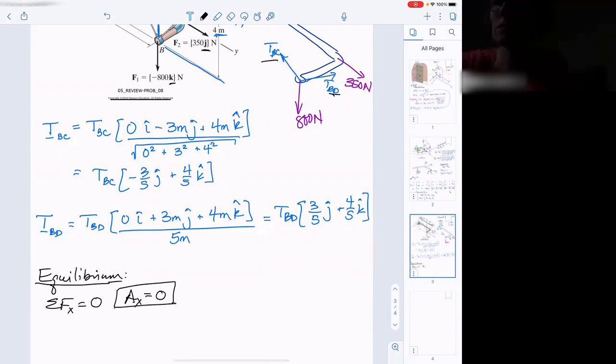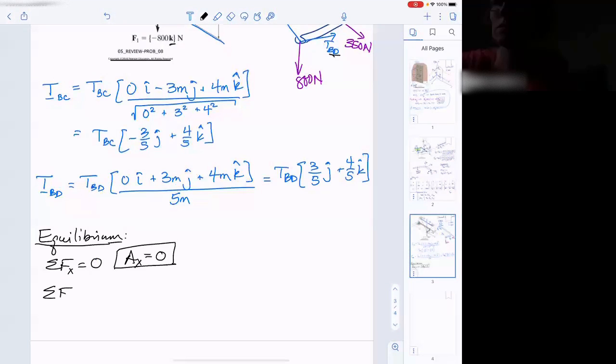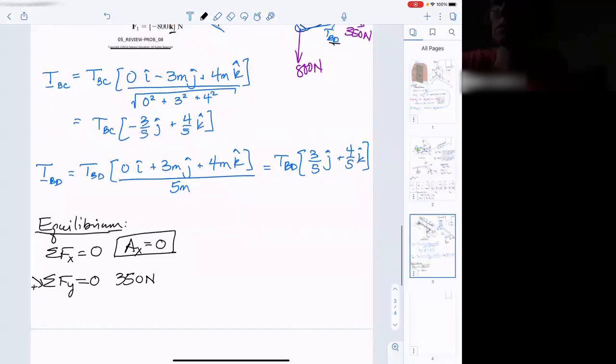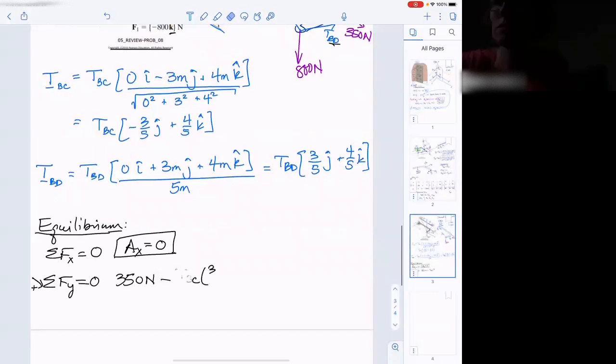And we just found one of our 6 unknowns. That's great news. We only have 5 to go. If I sum forces in the Y direction, I'm going to use this equation eventually. That way we'll call positive, we've got our applied 350 Newton load, F2. And then I'm going to need the component of TBC, which is minus 3/5 TBC, and then plus 3/5 TBD equals 0. So there's an equation I will use later.